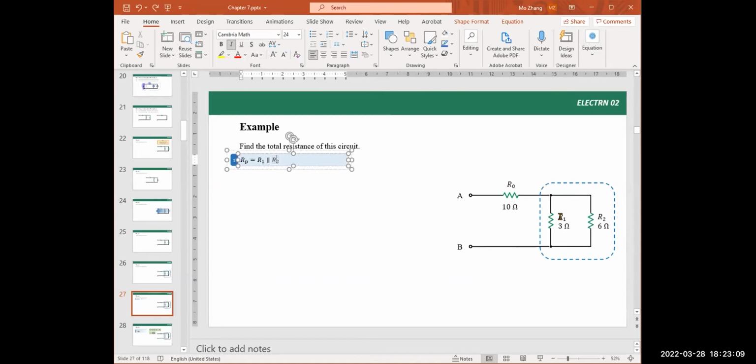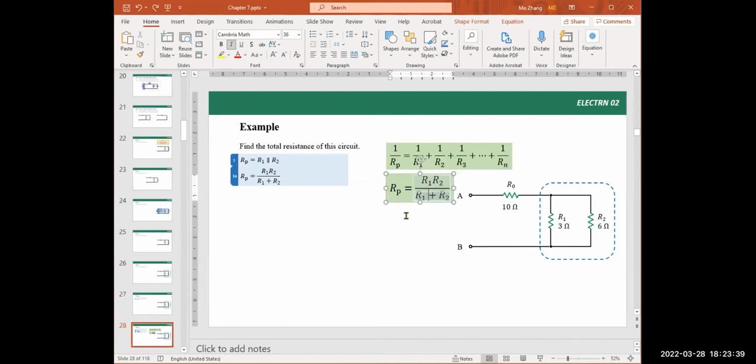Since we have two resistors connected in parallel, we can use a shortcut formula. I hope that formula is already on your cheat sheet. In case it's not there yet, please put it on your cheat sheet. We're going to use this formula a lot. Knowing it can help in solving problems in the homework, the tests, or even the final exam.